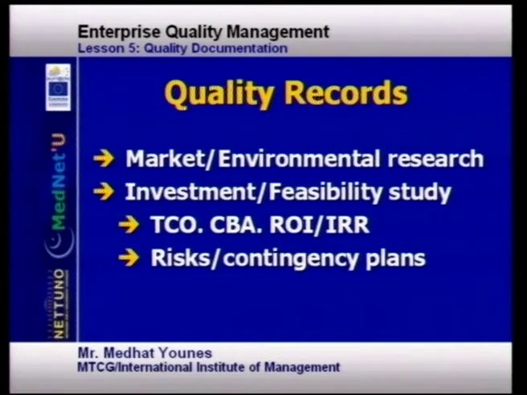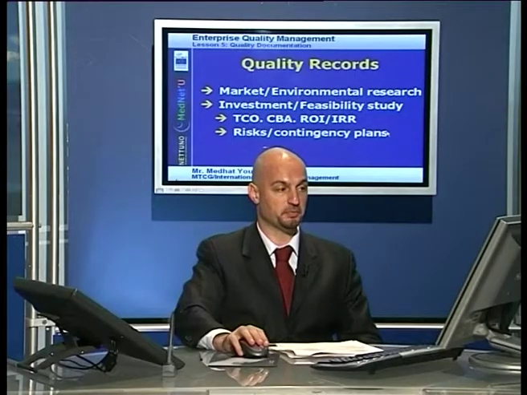An example of the quality records include the introduction of a product or a service lifecycle, part of an enterprise quality management. Records to maintain include market research data, environmental research, the document proving the conducting of feasibility studies with performance metrics like total cost of ownership, cost benefit analysis, return on investment, and internal rate of return. Also, there should be documents, part of the feasibility studies, that shows that you have conducted enterprise-wide risk management and you provided contingency plans for your projects.